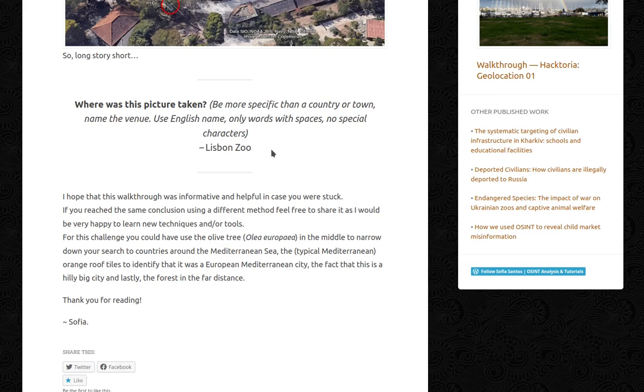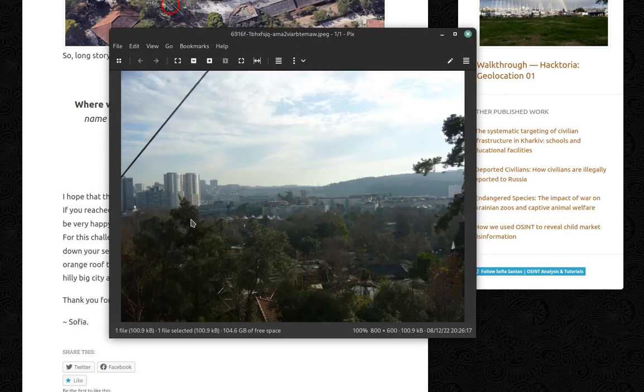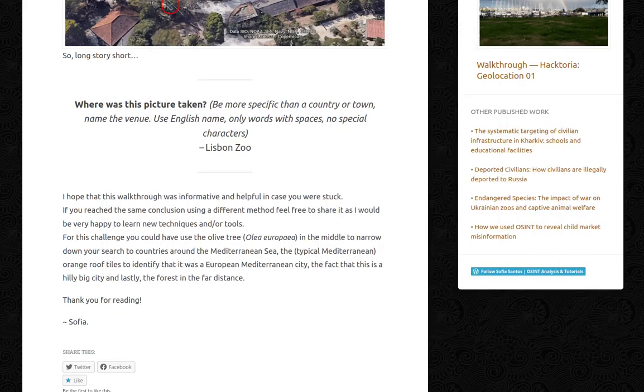For this challenge, you could also use the olive tree, Olea europaea. Why do I do this to myself? In the middle to narrow down your search. Here you go. So you have here some olive trees in the middle. You can narrow down your search to countries around the Mediterranean Sea.